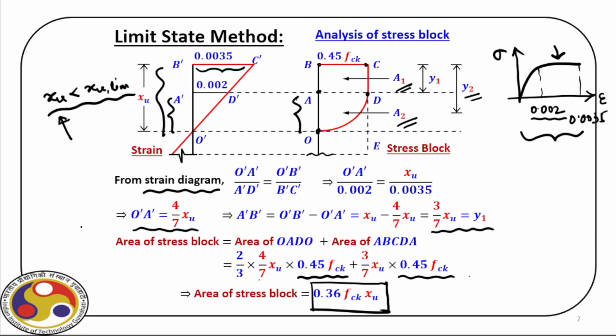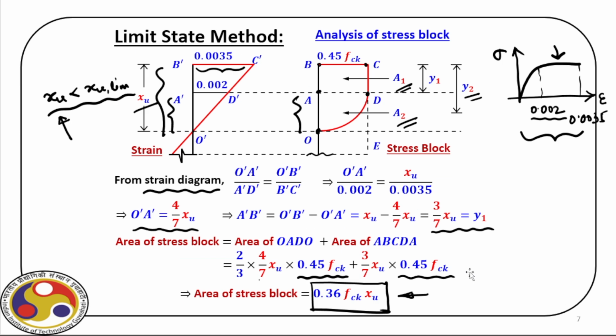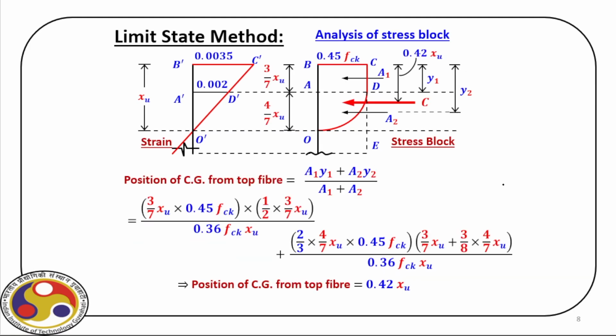So there are a couple of things to be noted here. We now define this XU, and then in terms of XU, we have identified the area of the stress block. Next, what we can do is find out the position of the neutral axis. In this estimation, we are yet to find out XU, because everything is in terms of XU. That we'll do in a minute.